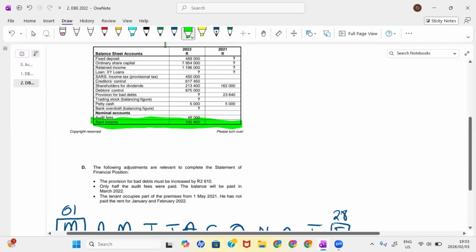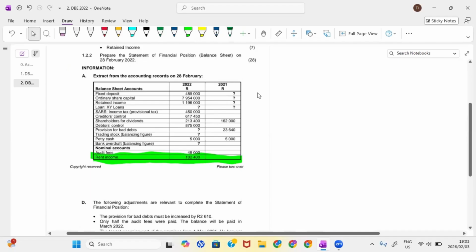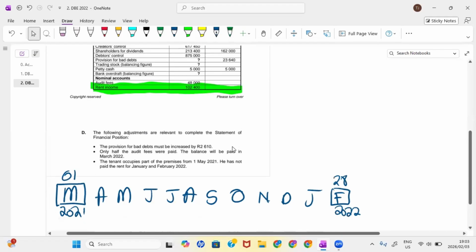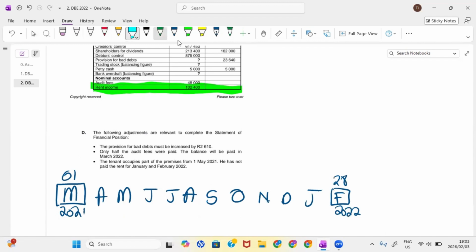So as you can see, the pre-adjustment amount here for rent income is actually 102,400 rands. No problem. Let's look at the adjustments. It's this one here, the last one here. It reads as follows. The tenant occupies part of the premises from 1 May 2021. He has not paid the rent for January and February 2022. So let's see what is actually happening here.